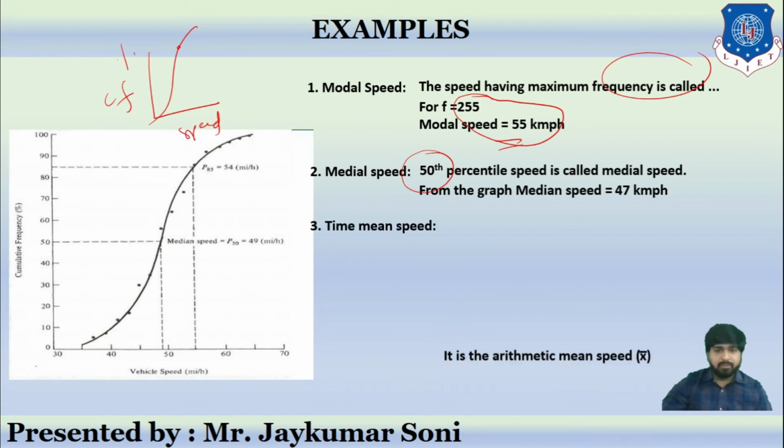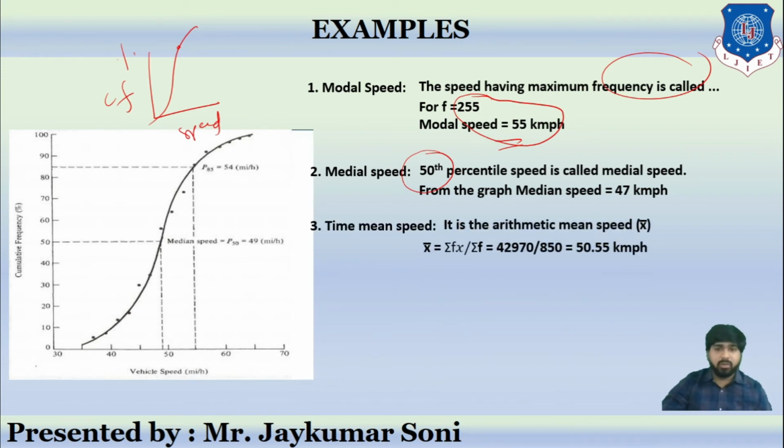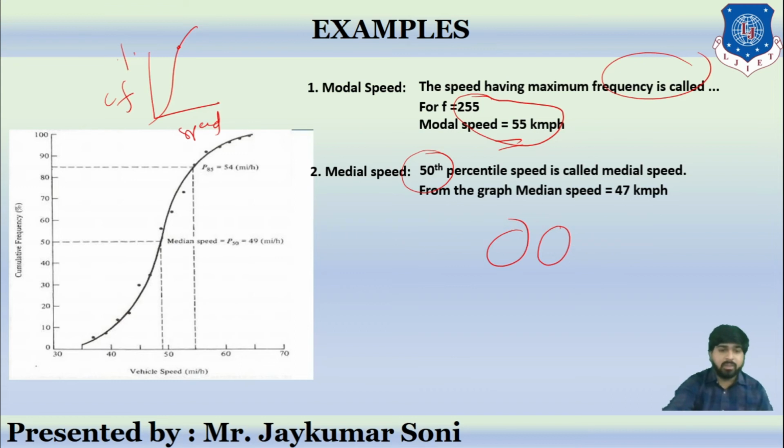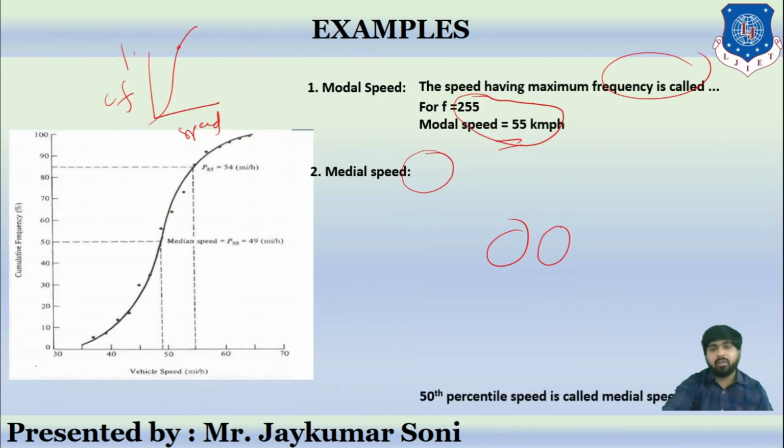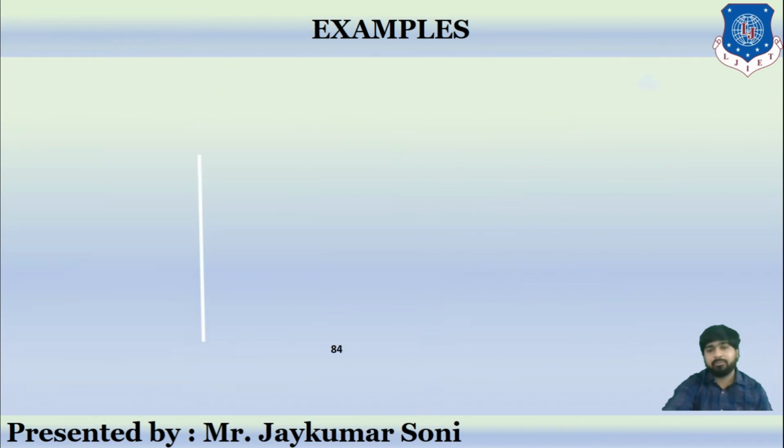Then time mean speed, what you will do? 42970 is the total speed, and 850 is the total summation of f value. It is like this by this, and that will give you the value of the time mean speed.